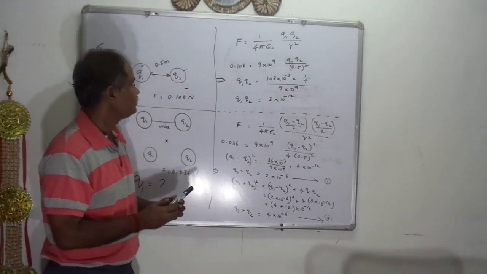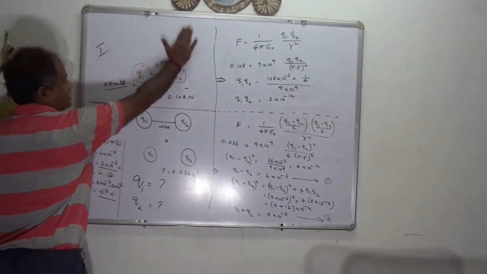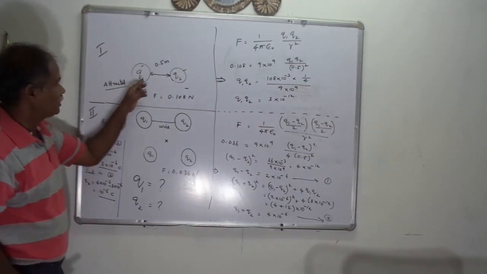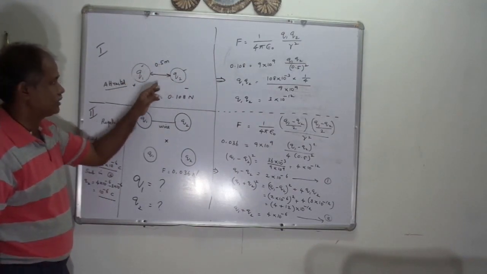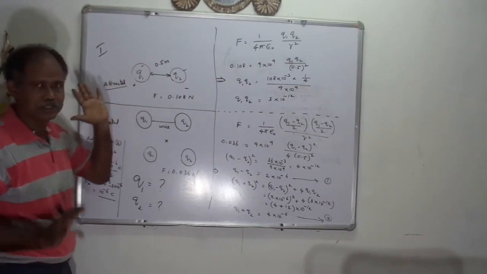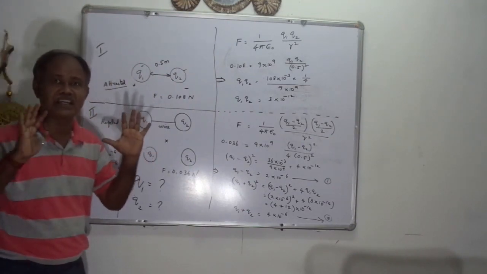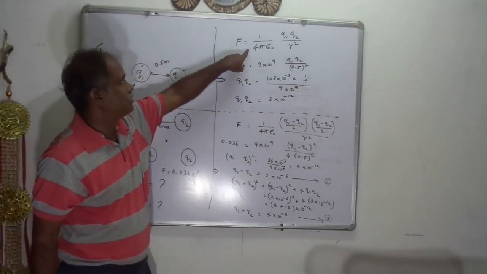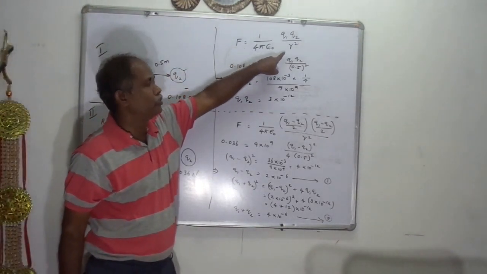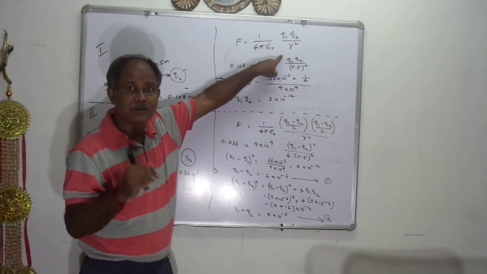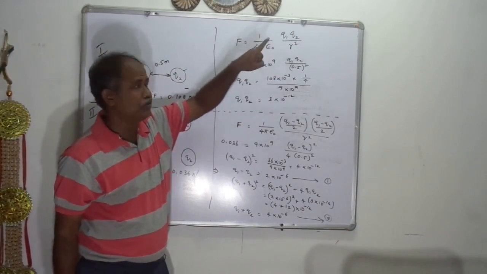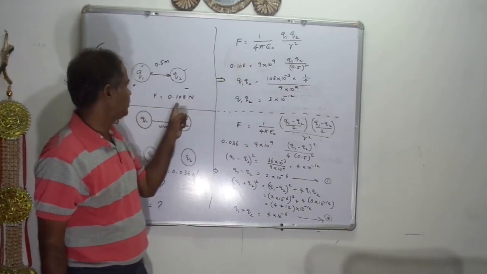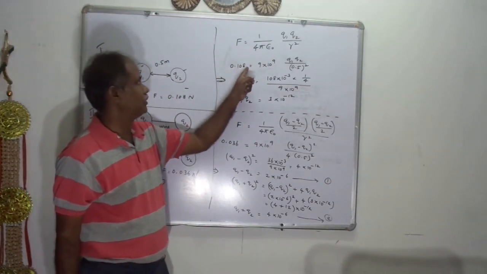For example, consider this particular situation. This is the first situation. There are two charges separated by a distance, and the force of attraction is this much. Now you know the formula, F is equal to 1 by 4 pi epsilon, Q1 Q2 by R square. This is the formula from Coulomb's law for the force of attraction. Here, instead of the force, we have just written 0.108.